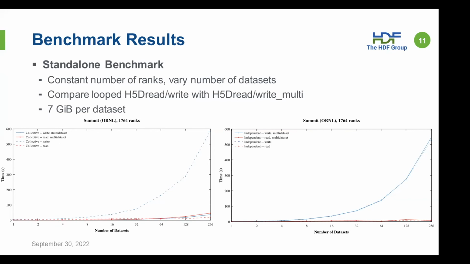This benchmark is interesting in that it has a constant number of ranks, and it only varies the number of data sets, with a constant amount of data per data set. So as you go to higher numbers of data sets, more data is being written. Here we show a much greater improvement for write. At a low number of data sets, we also see an improvement for read, but at higher numbers of data sets, the read gets a little slower.